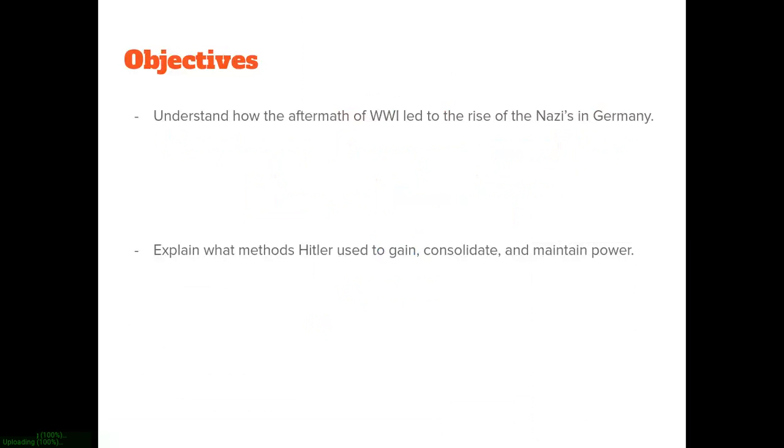All right. And I've got a couple of objectives for you to focus on as we go through these notes today and probably for the next week or so as we look at the rise of the Nazis in Germany. We want to understand how the aftermath of World War I led to the rise of Nazi Germany, and how Hitler gained, consolidated, and maintained power in Germany. These are going to be really important objectives for you to understand in order to be successful in this unit.